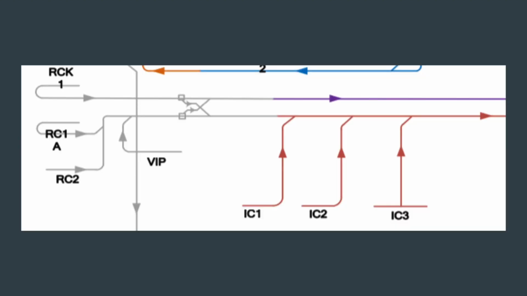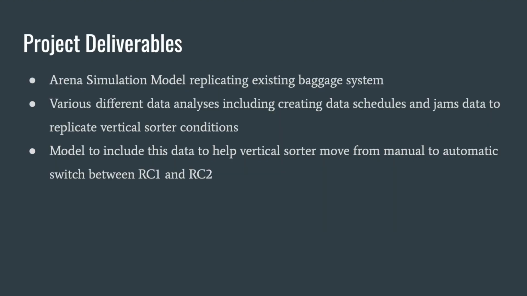Looking here at the picture, you can see where our RC1 and RC2 lines go from the left to the right. In the middle, you can see that vertical sorter where the lines cross. This is where we're going to go from our manual to automatic switch, which we'll go into more detail next.